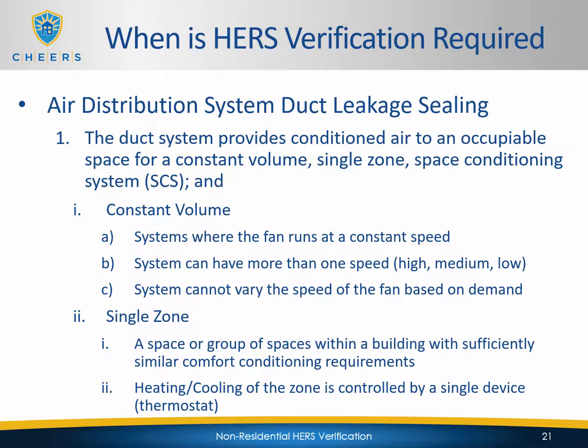So constant volume means that the system has a fan that runs at a constant speed. Now this does not mean that it only has a single speed. It can still have high, medium, low, but it's not going to be variable based on the load. So it's going to be one speed at a time. It can't go low, medium, high. It's going to have those two or three set speeds.